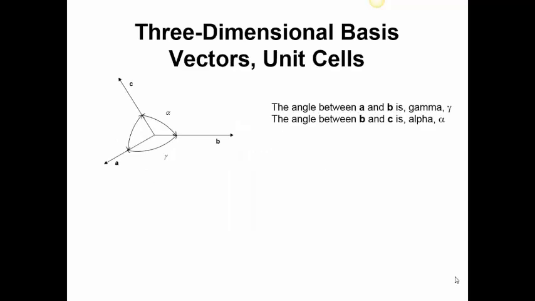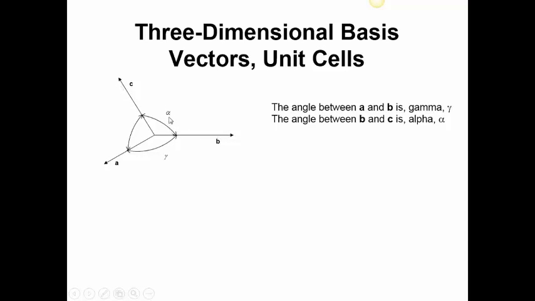The three-dimensional basis vectors can also be done as A, B, and C, alpha, beta, gamma, and the definition of gamma is the angle between A and B. Here is gamma, and the definition of the angle between B and C is alpha.